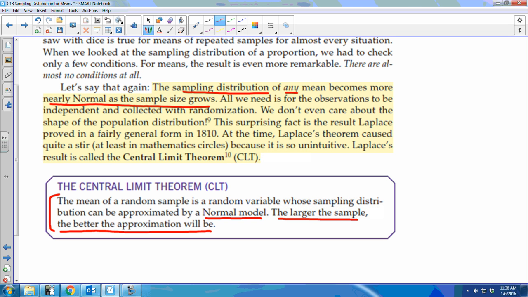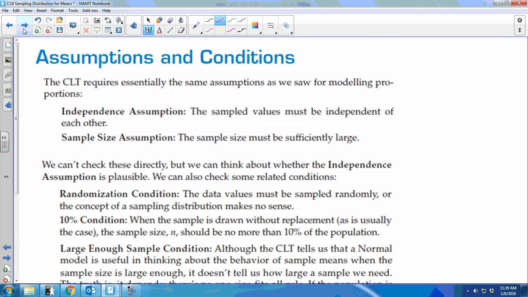So yesterday when we did this, you had to check your conditions. Then you had to identify what the mean and the standard deviation were going to be for your model. Same thing today. We still have assumptions and conditions. They're almost identical. There's only one that's different. We still have the independence assumption, the sample size assumption. And so we have the randomization condition and the 10% condition that back up independence. Those have not changed.